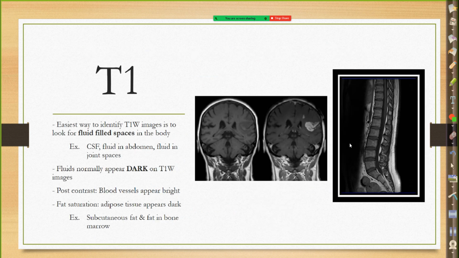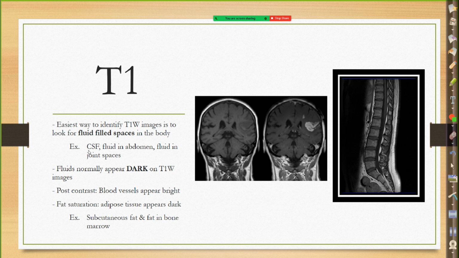All right. So once again, you have to identify images on your little quiz this weekend. And the only choices you're going to get are T1, T2, and proton density. T1, T2, proton density. Okay, so the easiest way to identify a T1 weighted image is to look for fluid-filled spaces in the body.